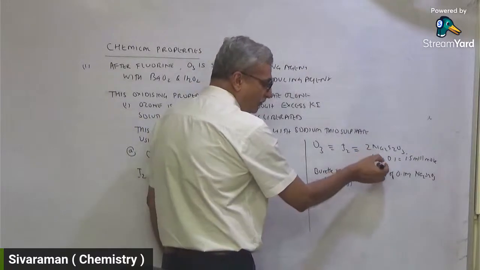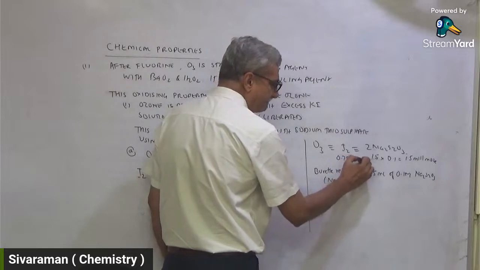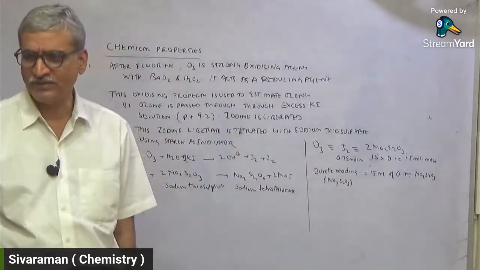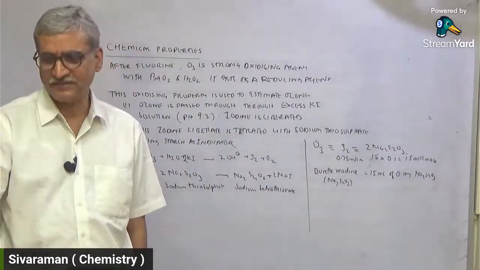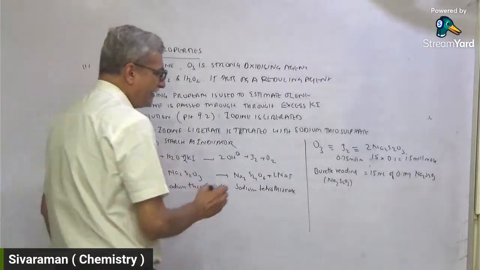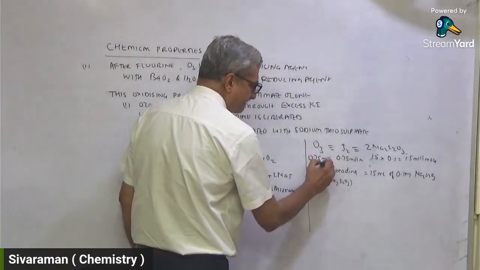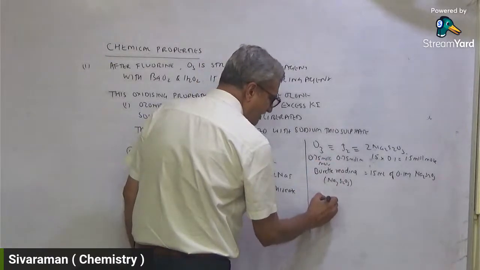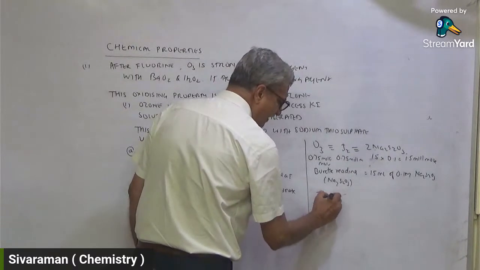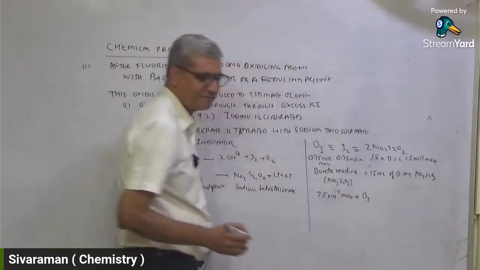Now 1.5 millimole means this will be 0.75 millimole, because half of that, na? 1 mole of iodine corresponds to 2 moles of sodium thiosulfate. So whatever we have, it is half of it. That means this is also 0.75 millimole of ozone. That means it is 0.75 into 10 raised to minus 3, or I can say it is 7.5 into 10 raised to minus 4 mole of ozone present.